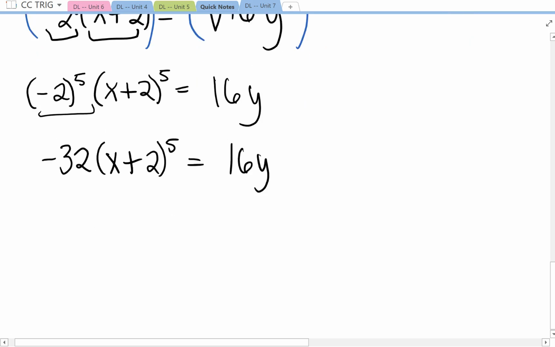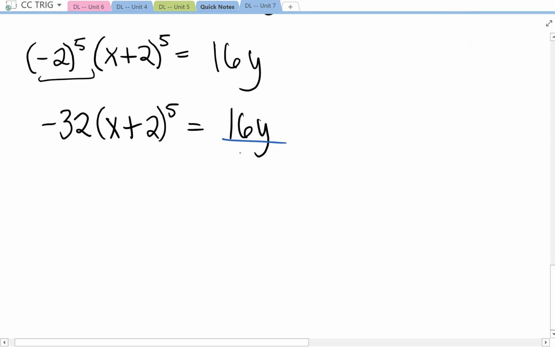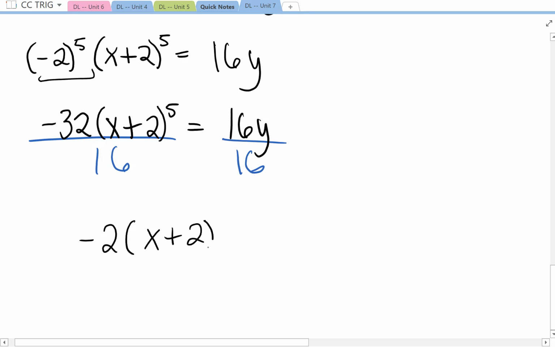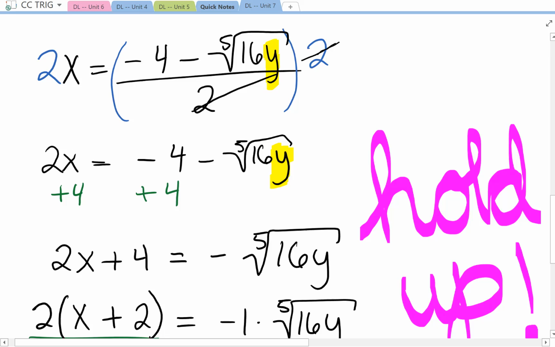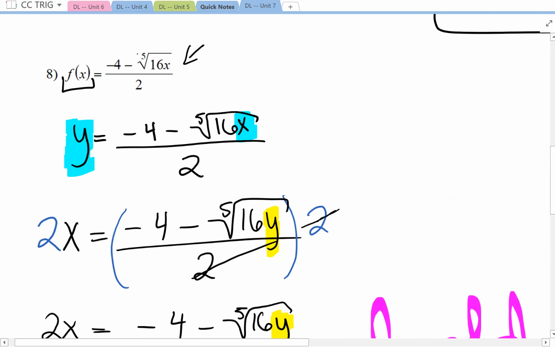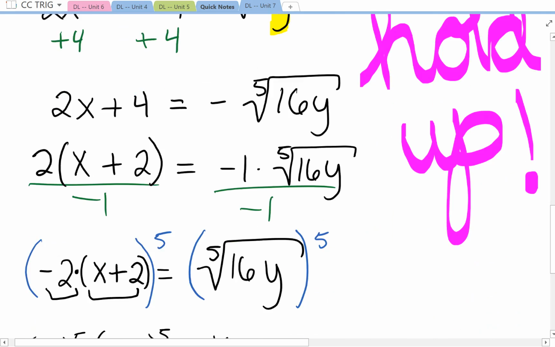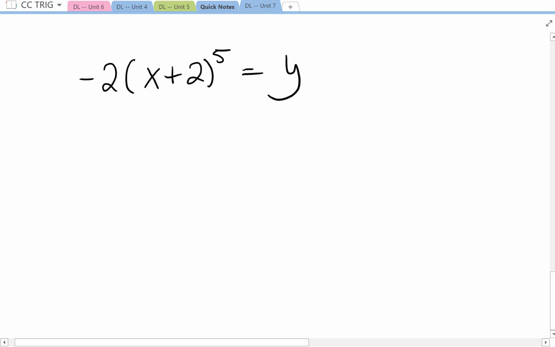Last algebraic step is to divide both sides by 16. Negative 32 over 16 is negative 2 times x plus 2 to the 5th equals y. What did we start with? We started with x and f of x, so we're going to write that notation now. F inverse of x is negative 2 x plus 2 quantity to the 5th.